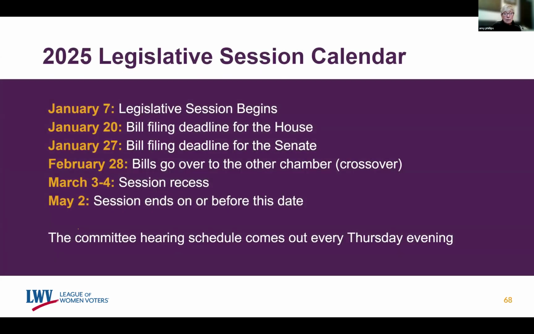And then finally, there is a session calendar on that website. We've summarized some of it here, but you can find a tab for the calendar on the main web page for the legislature. As you see here, January 7th is when the legislative session begins in 2025. The bill filing deadline for the House is January 20th, and for the Senate it is the 27th. Then on February 28th there's what's called crossover, when the bills go to the other chamber for review. March 3 to 4 is a small session recess, and then around May 2nd is when the session ends. And again, a reminder: the committee hearing schedule comes out every Thursday evening, so be watching for that.